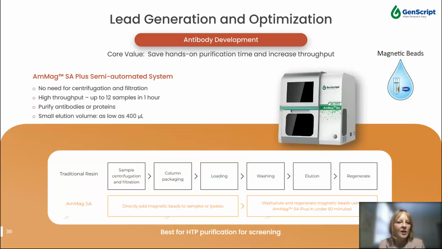Another instrument from our catalog products division includes a solution for protein and antibody purification. The AMAG Assay Plus is a semi-automated instrument providing high throughput purification of up to 12 samples in less than an hour. And the result of that is 80 mg of protein per sample. The AMAG process cuts down multiple steps compared to traditional methods, since you add the magnetic beads directly to the samples, and then the instrument takes care of washing and eluting.